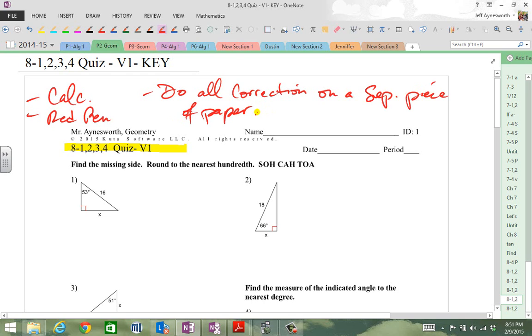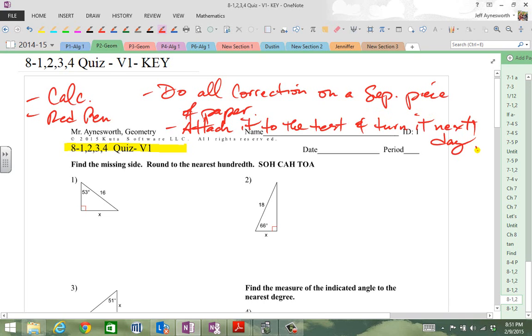Last thing, what you're going to do is attach this to the original test and turn it in the next day. Okay, so lastly, when you're done, attach it to the test and turn in tomorrow. Turn in next day, whatever that day is, right? Okay, so pretty self-explanatory, pretty easy to do.